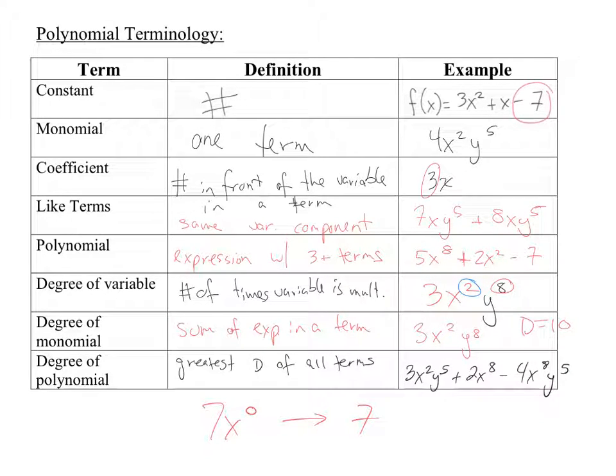It's the greatest degree of all the terms present. So this degree would be 13 at the end here. So the overall polynomial would be the 13th power. They're different variables, but again, when I have variables multiplied by each other, the overall degree is the sum of those degrees.